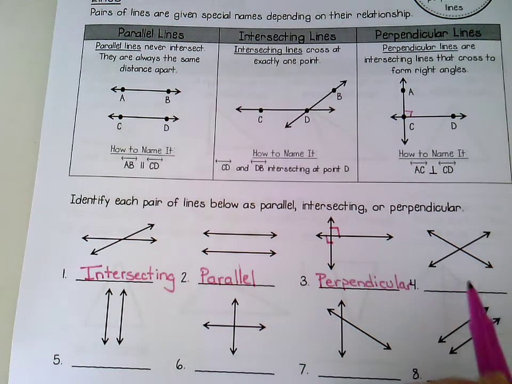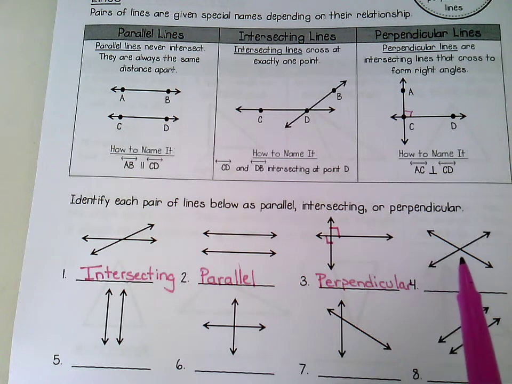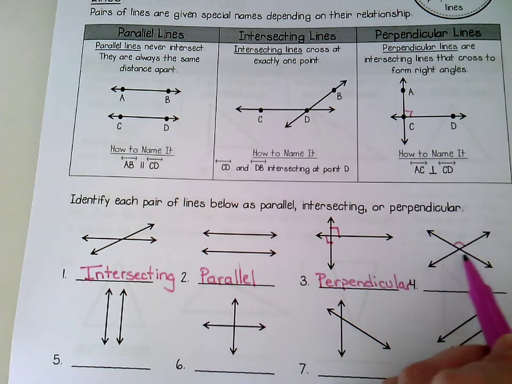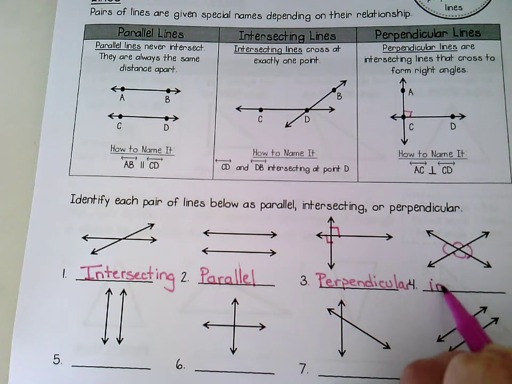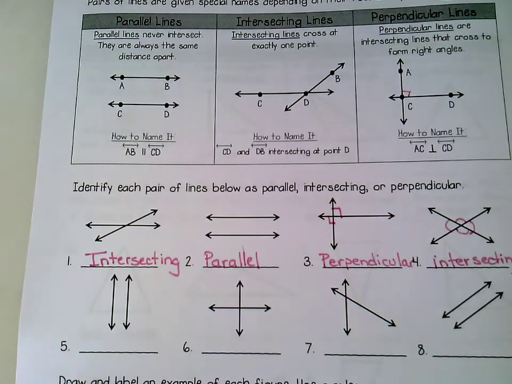All right, going on to number 4. Again, I know that they cross at one point. Do I see a right angle? Ooh, no, that looks obtuse. Those look acute. So this is just a regular intersecting line.